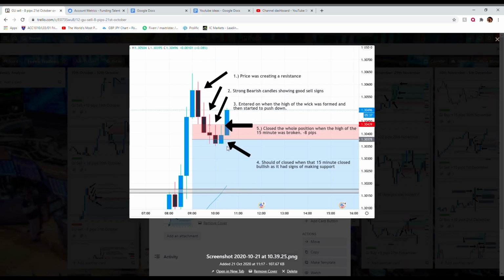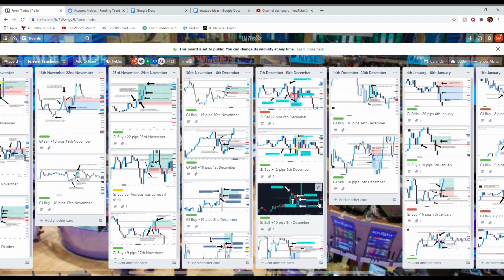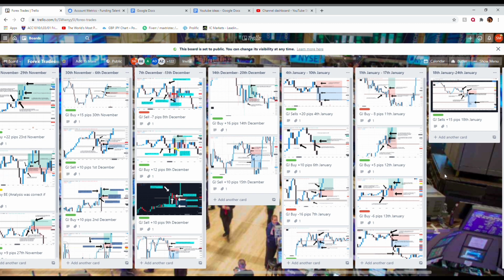So now I can see from my journal in this example, here we were looking for sells, a continuation. I was happy to take a sell on this point. When this candle closed bullish, this is going in the wrong direction. This is actually starting to make support. Therefore, I could have closed maybe 50% there. So now I'm looking at my journal, and I've remembered this one. And when this happens next time, I will take off 50% because I can see it's going the wrong direction. And now I've got data.